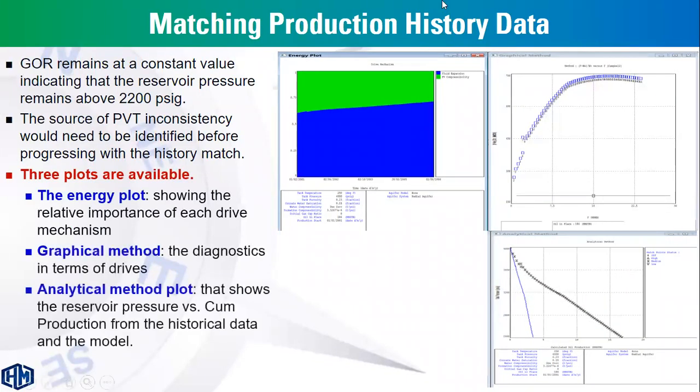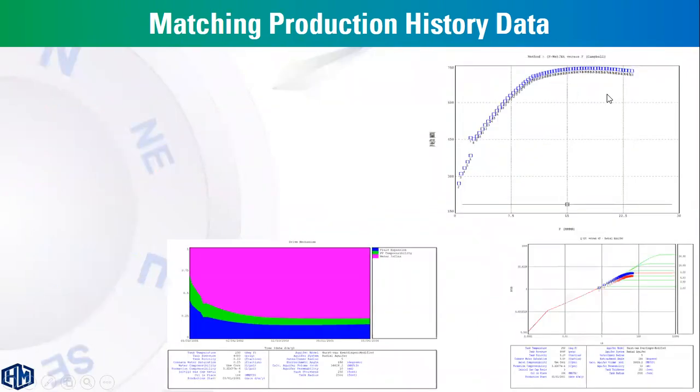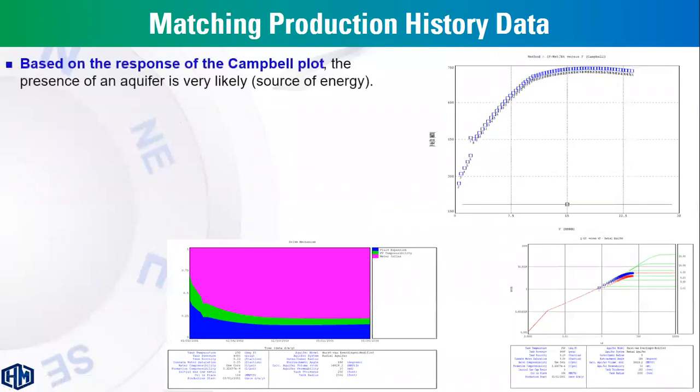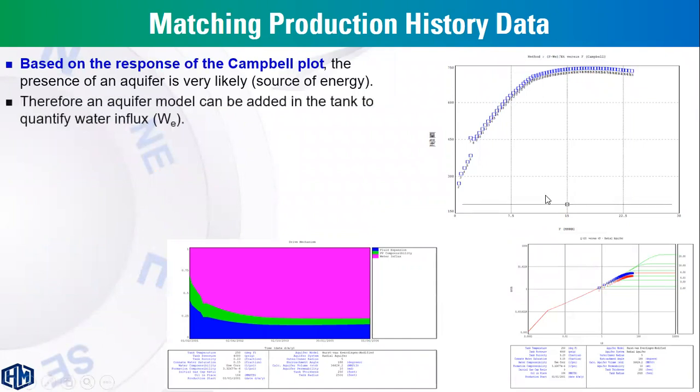Also, we have right here the energy plot, which shows the relative contribution of different energy sources for this case. And this is the analytical plot, which means we have the reservoir pressure against the cumulative production, and the graphical method, which is a diagnostic plot in terms of the straight line forms of the material balance equation. So by revisiting this model, we can define an external water source or water aquifer to match the data. We can define an aquifer model for this material balance model to match the pressure behavior.